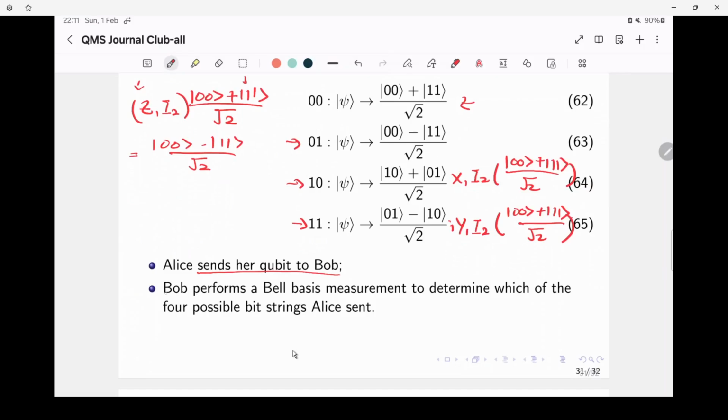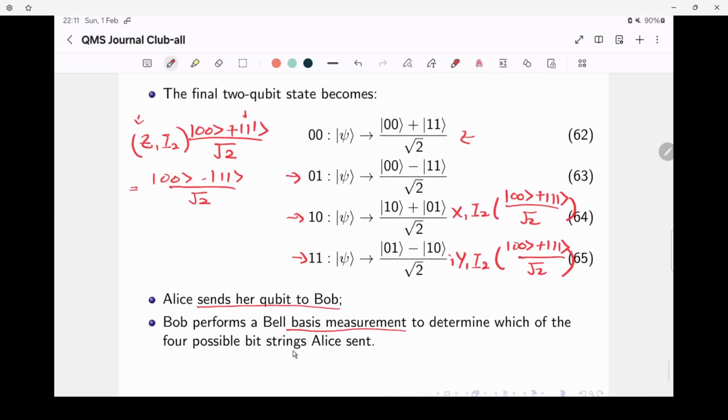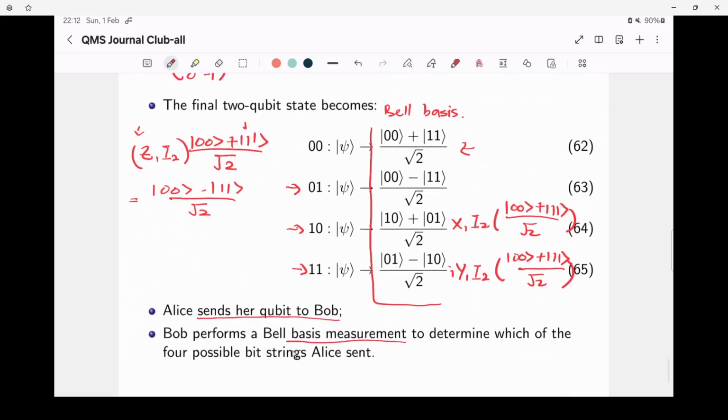Then when Bob has access to both of the qubits, he will perform what we call a Bell basis measurement. If you can't recognize by now, these 4 are basically the Bell basis. You can perform a Bell basis measurement to decide which one of these Alice actually sent. So what is the benefit of doing this instead of just sending 2 classical bits to Bob?